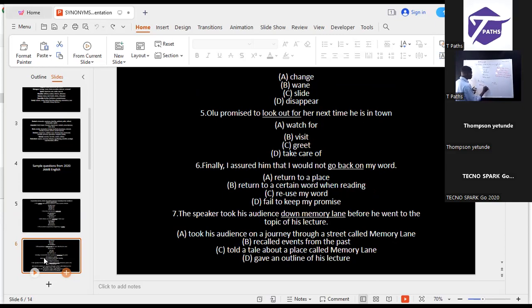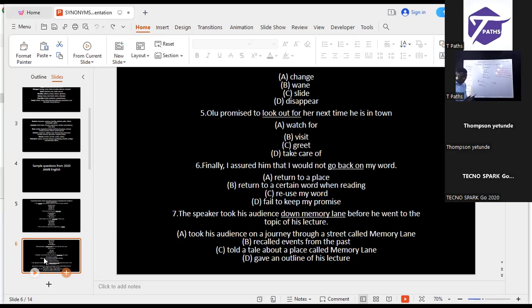W-A-N-E. All right? Wane. This is an example of a fixed expression. There are expressions that are fixed in English. You can't change them, right? So to decline is to wane, to reduce, not to be so obvious again.